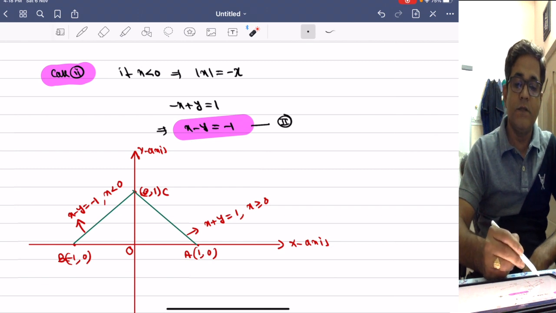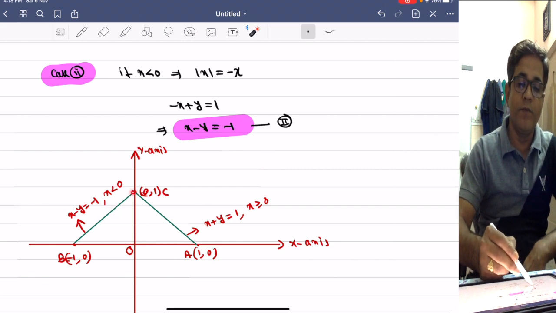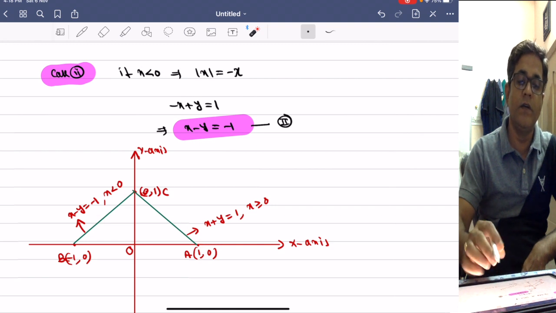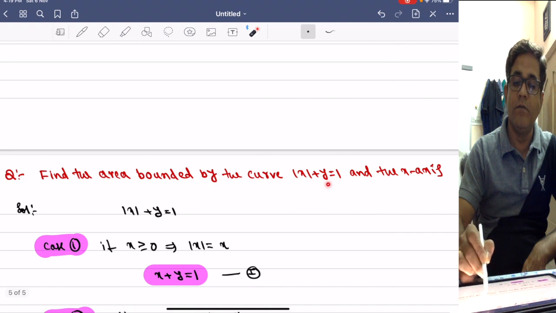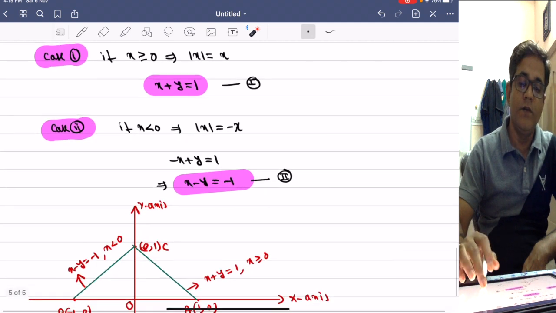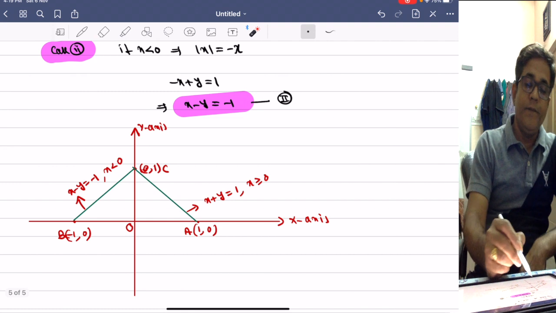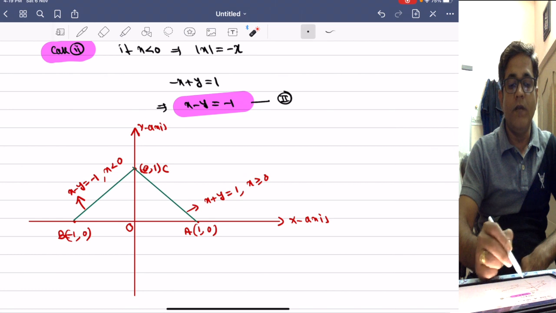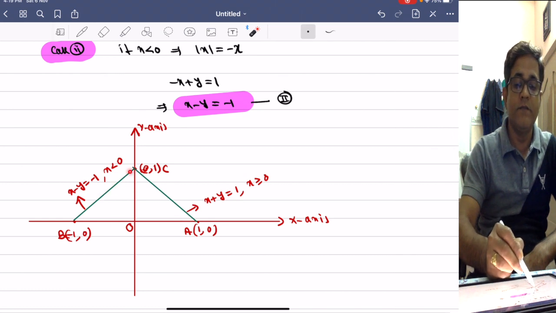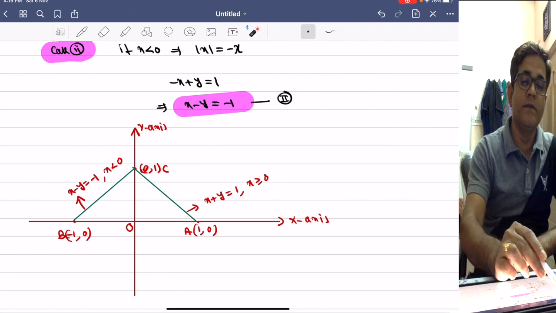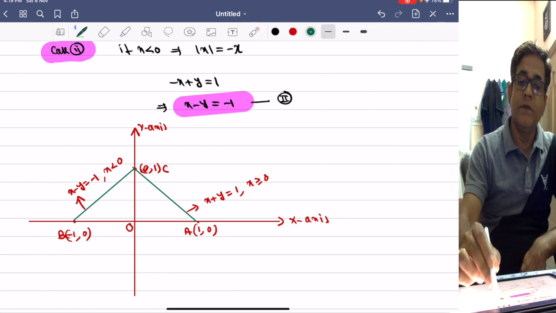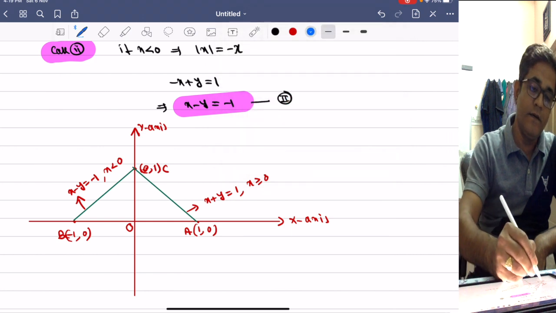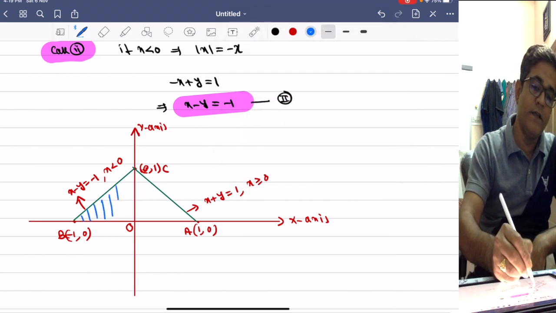|x| + |y|, this complete graph is this green part. This graph is the graph of what? |x| + y = 1. So here the area bounded by the given curve, that is |x| + y = 1, and the x-axis. Therefore |x| + y = 1 is this part and the x-axis. The required area is this one, the shaded region. We need to find this area.